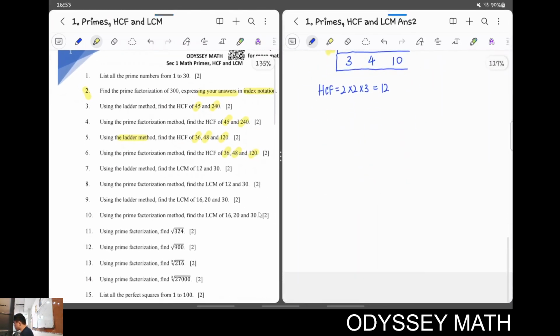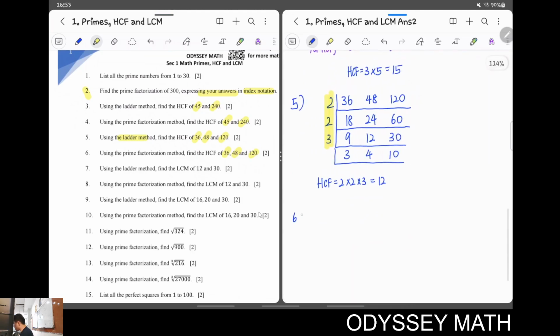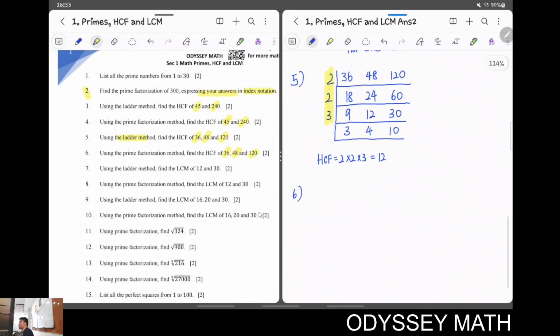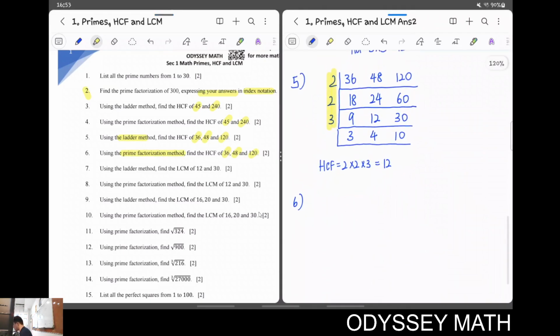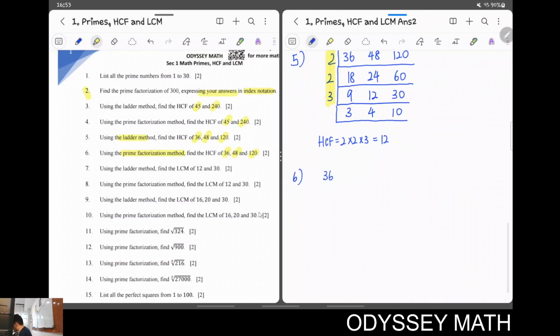Right, let's move on to question number 6. It's the same question as question number 5. We are supposed to find the HCF of 36, 48, and 120. It's just that here, instead of using the ladder method, we are going to use the prime factorization method. So just like before, we're going to prime factorize every number separately.